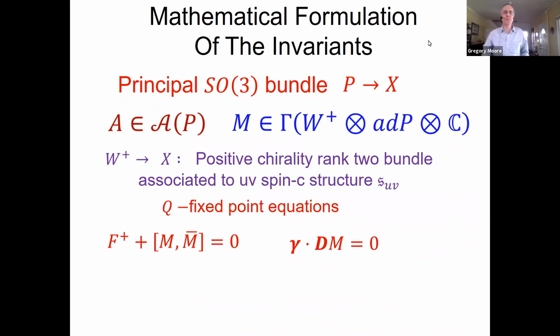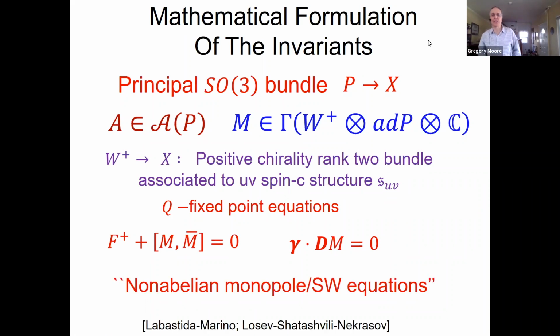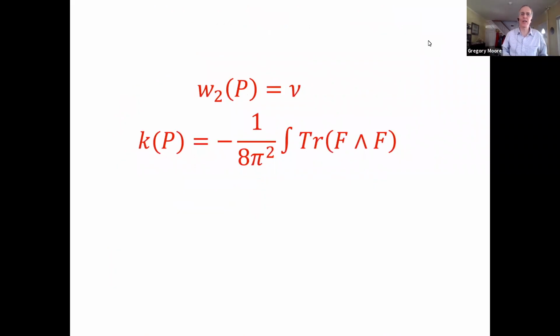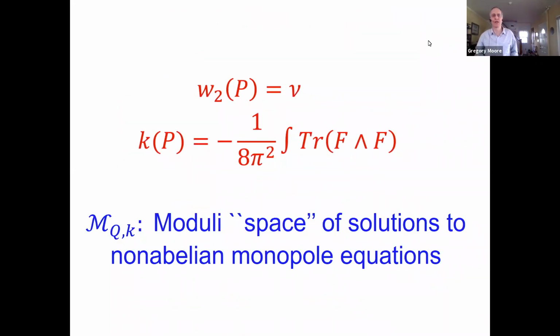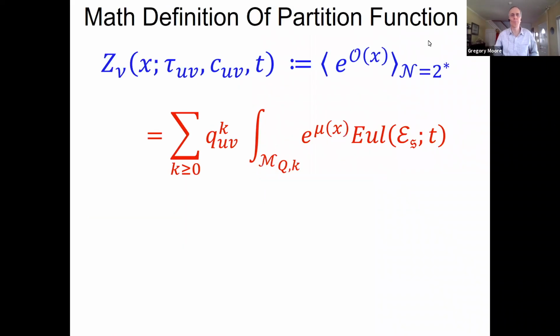And so then the Q fixed point equations look like this. These are the non-abelian versions of the Seiberg-Witten equations. They're called the non-abelian monopole equations. And so if we fix the second Stiefel-Whitney class, 't Hooft flux, and instanton number, then we have a well-defined moduli space of solutions to these monopole equations.